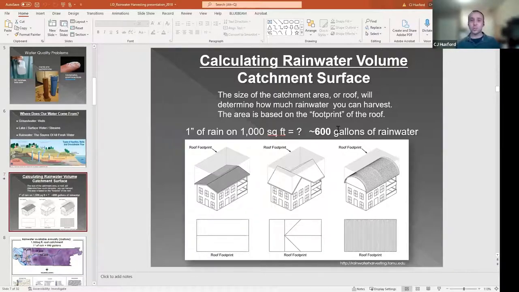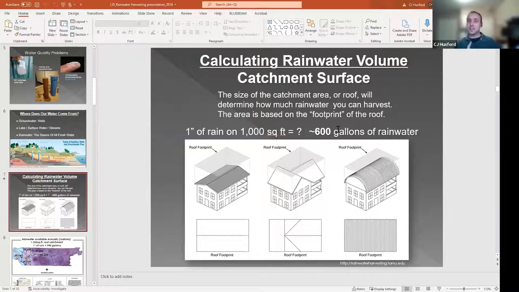If I was at a normal presentation, I'd be showing this and I'd put up the question: can anybody answer how much 1 inch of rain on 1,000 square feet equals? I usually get all different kinds of answers, but of course we're not able to do that. I can't see everybody's faces, and my answer is given away there. So it kind of takes the fun out of it, but we'll move on.